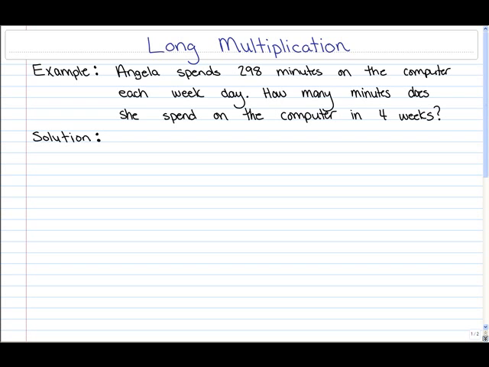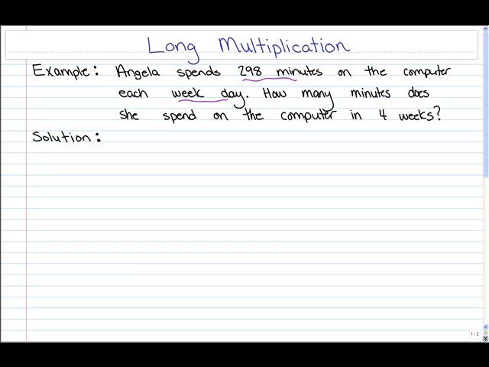The simplest way to perform a long multiplication is to write the long number first, then the smaller number underneath that with their significant digits aligned. Now here, Angela spends 298 minutes on the computer each weekday, and then you're supposed to figure out how many minutes she spends on that computer in a total of 4 weeks. Well, as previously stated, it's important to figure out how many minutes she spent on the computer in 1 week, because 298 minutes were spent on the computer each weekday.